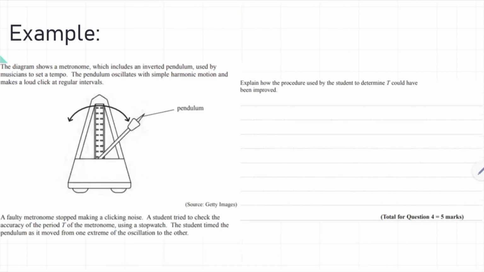So another example exam style question. This question is talking about a pendulum that oscillates with simple harmonic motion, and a student tries to check the accuracy of the period T of the metronome using a stopwatch. The student timed the pendulum as it moved from one extreme of the oscillation to another. The question is: explain how the procedure used by the student to determine T could have been improved.